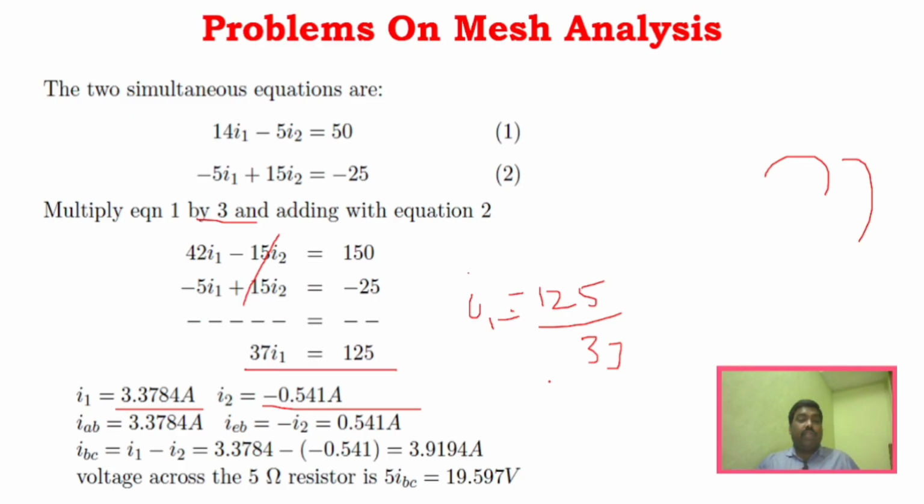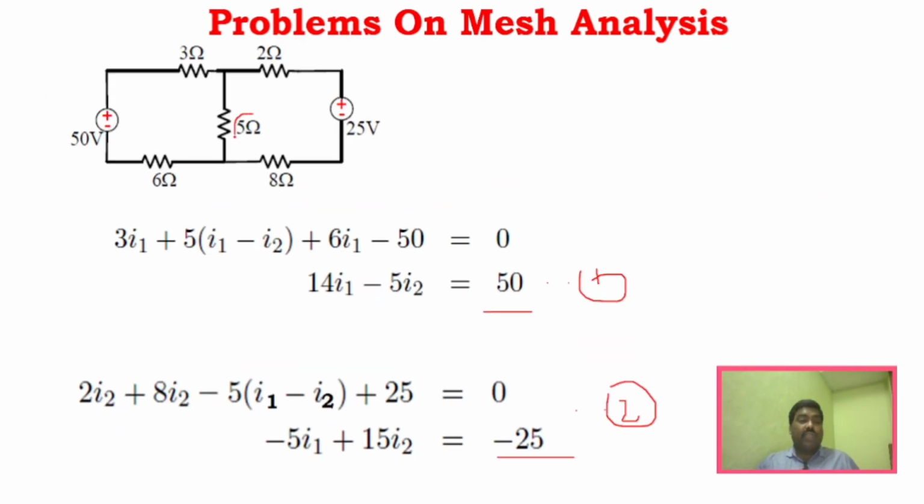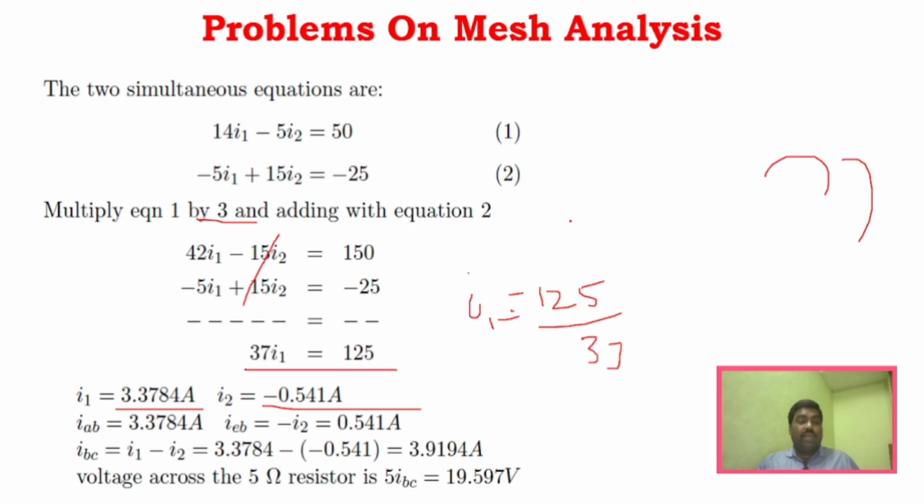What do we have to find out? We have to find out the current across the 5 ohm resistor only. So how will you write it? It is I1 minus I2. What is the value of I1? I1 we found as 3.37, and I2 we found as minus 0.541. So it will be I1 minus I2, which is minus of minus, plus. So it will be 3.914.